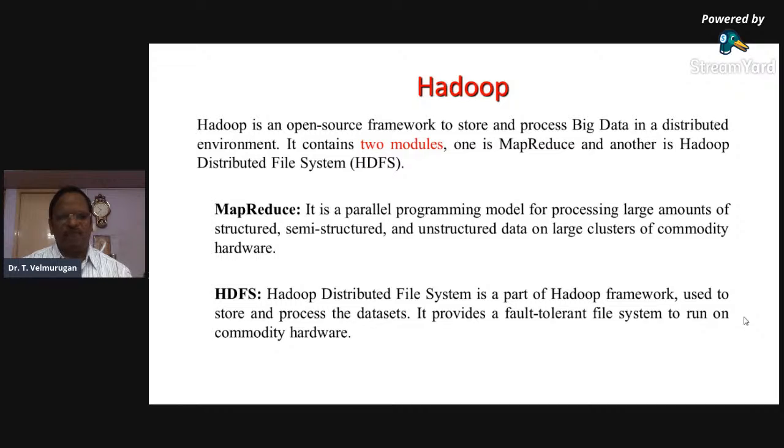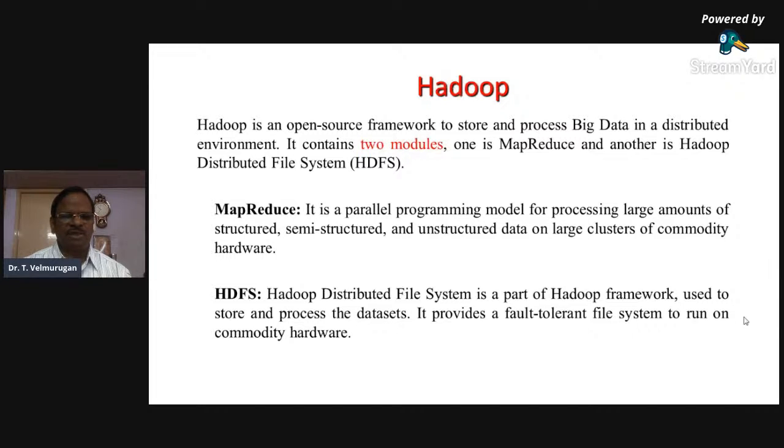Large amounts of information oriented database repositories are available in real world applications, which are semi-structured, unstructured, and structured. How can we process these large amounts of data in a parallel manner? This is done by the MapReduce method. In the parallel processing concept, the parallel programming model, MapReduce works.